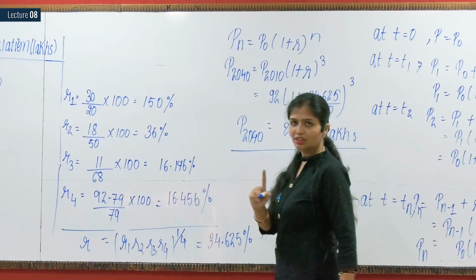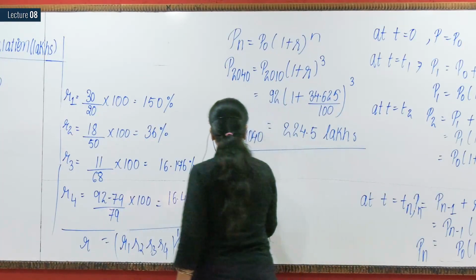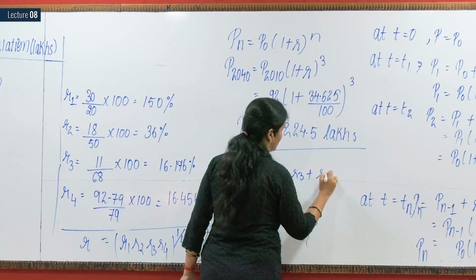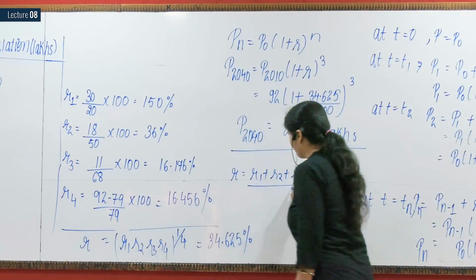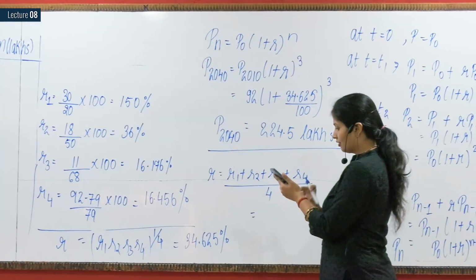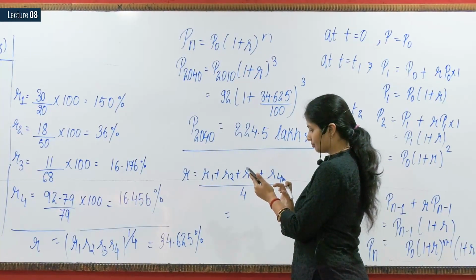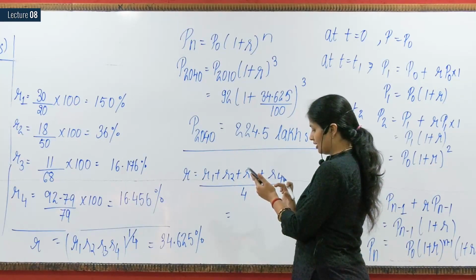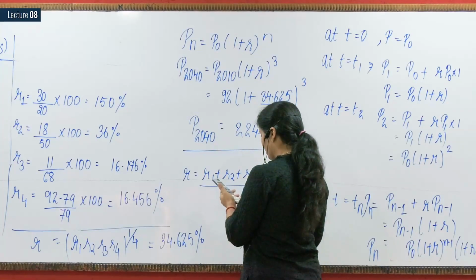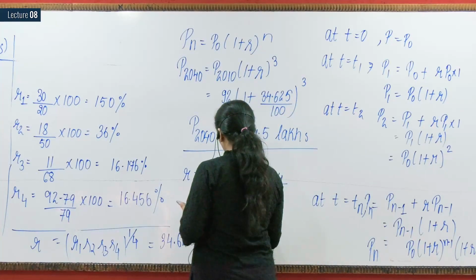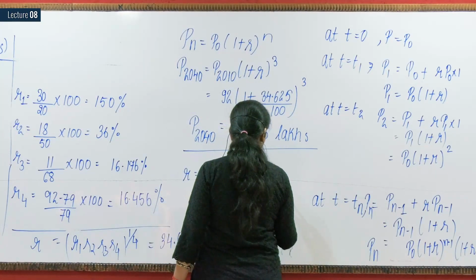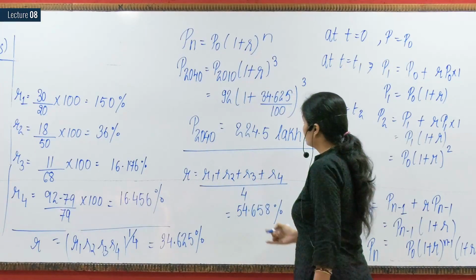Now let us check also what I told you in the statement. I will calculate R by the arithmetic method: R1 plus R2 plus R3 plus R4 divided by 4. What was R1? 150 plus 36 plus 16.176 plus 16.456. It comes to 218.632 divided by 4. So this is 54.658 percent per decade.